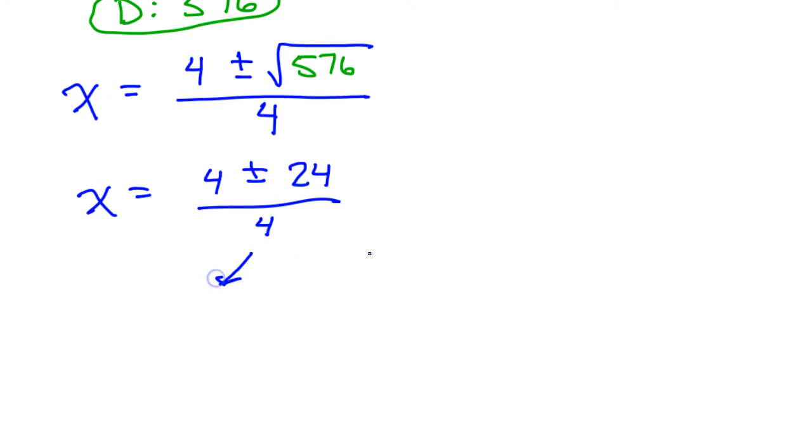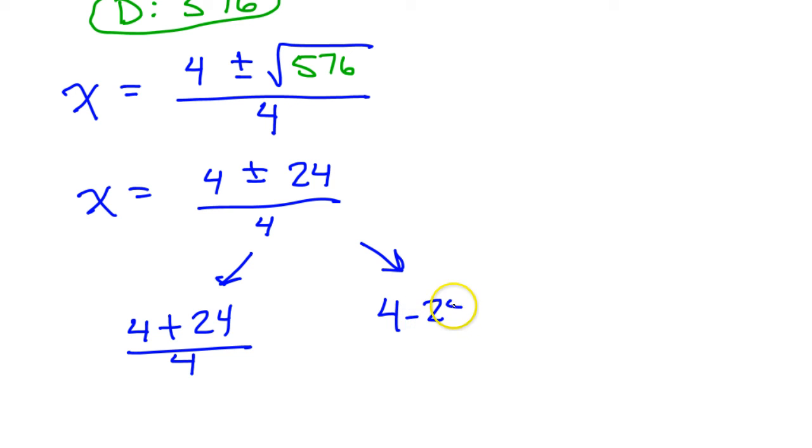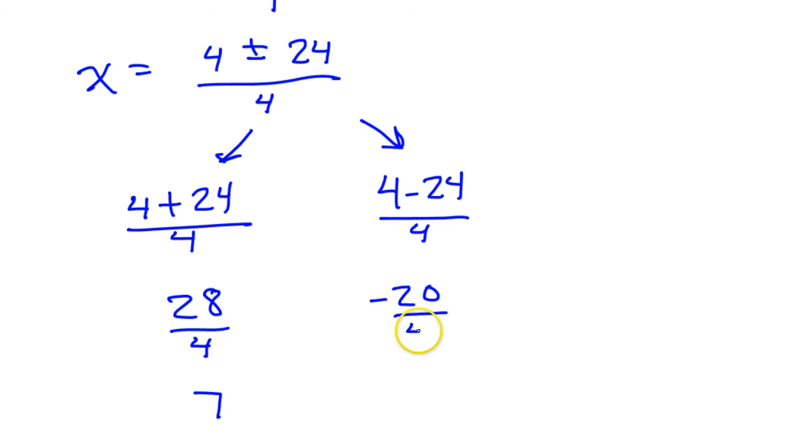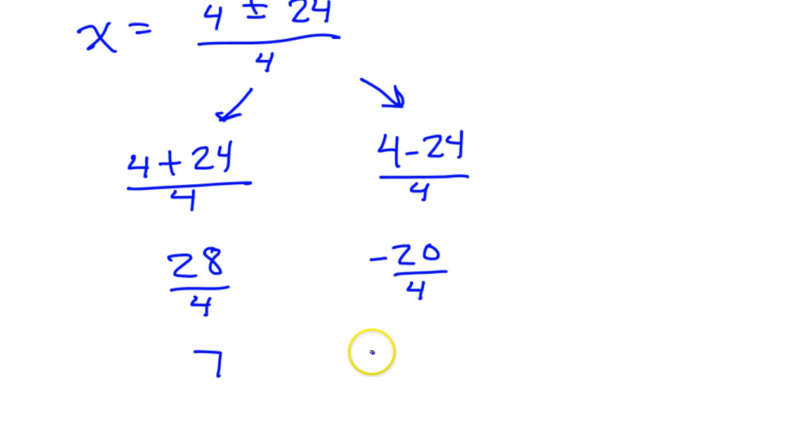Plus or minus means 4 plus 24 over 4 or 4 minus 24 over 4. That's what the plus or minus means, two different solutions. So 4 plus 24 is 28 over 4, which would be 7. 4 minus 24 is negative 20 over 4, which would be negative 5. So these are the two answers that you get.